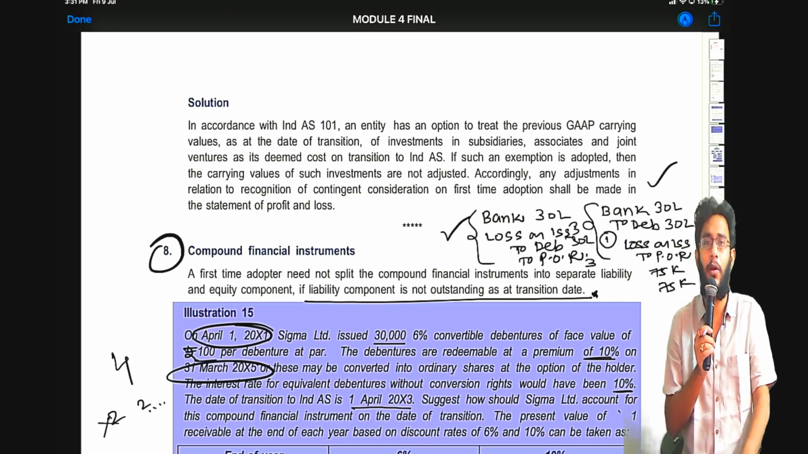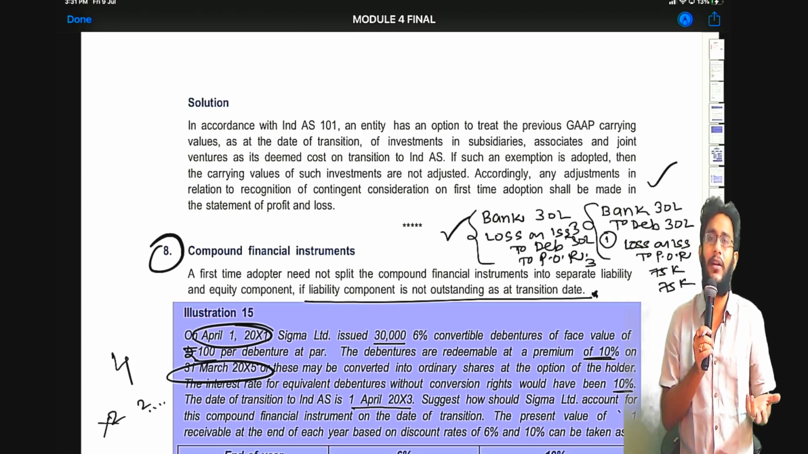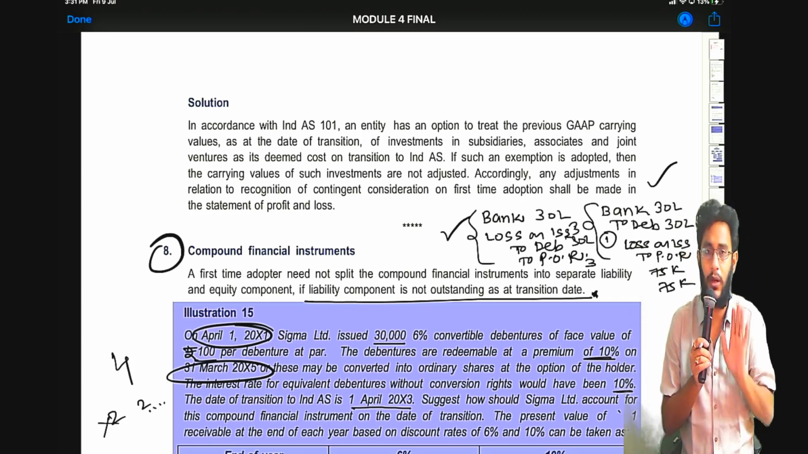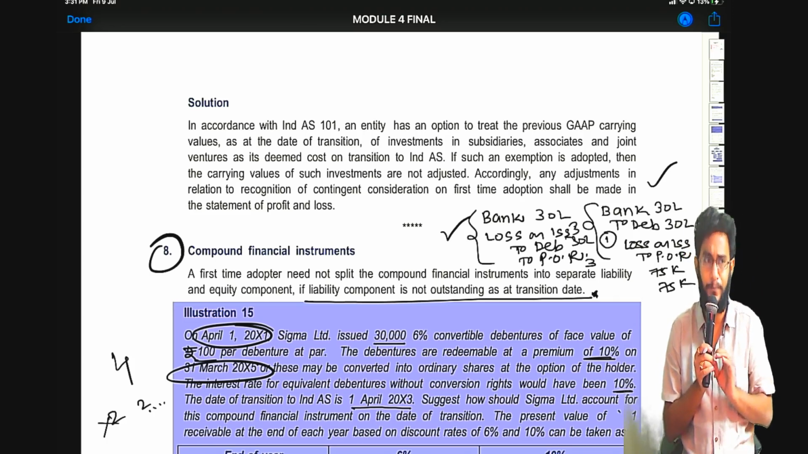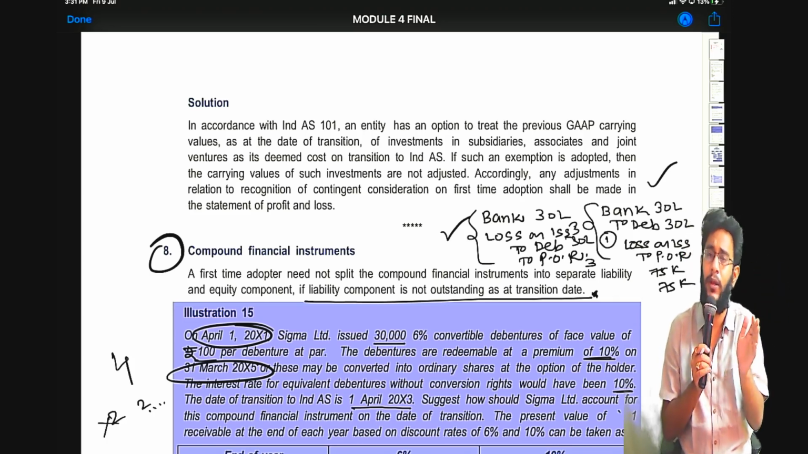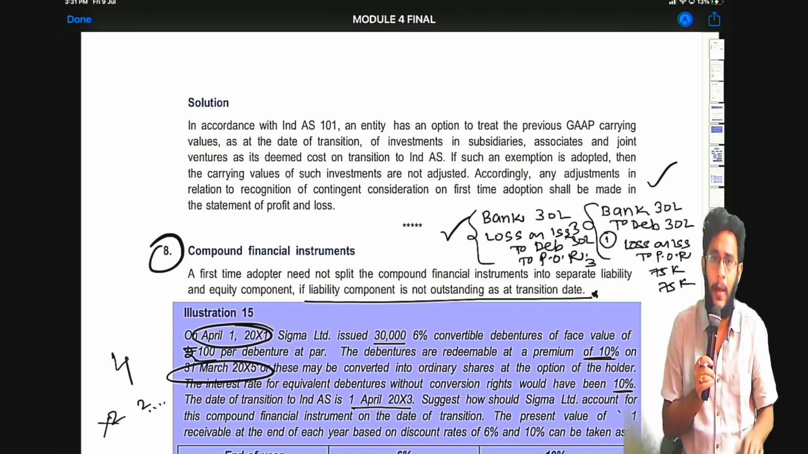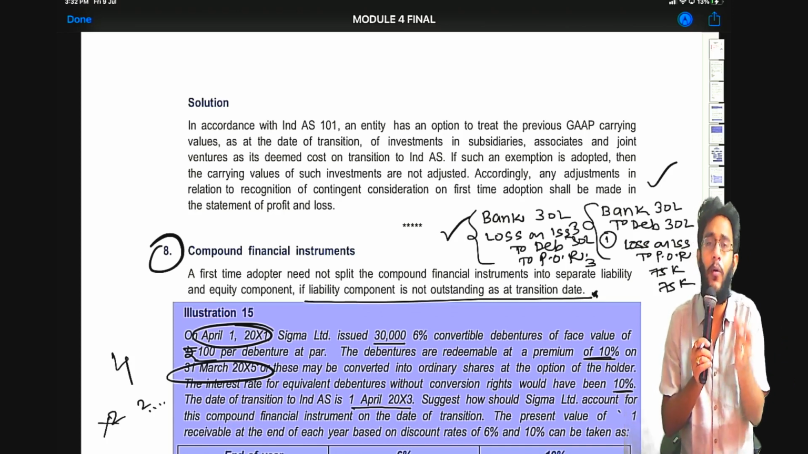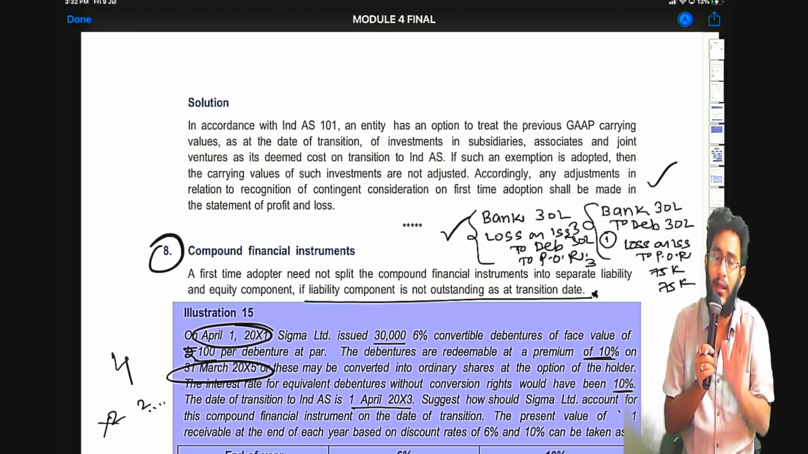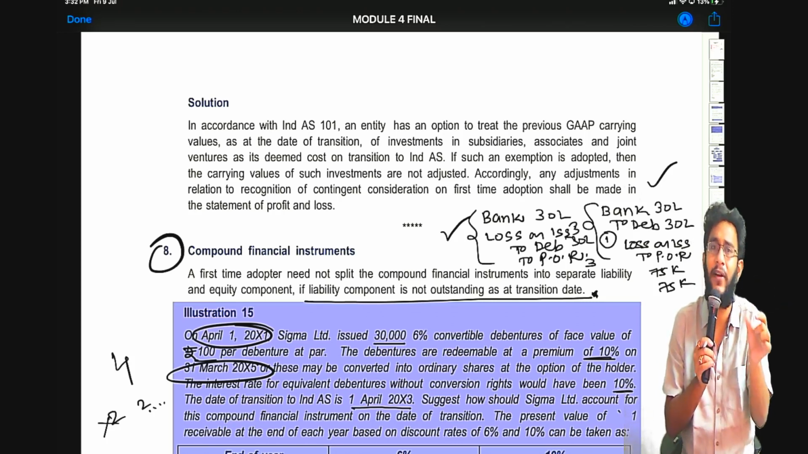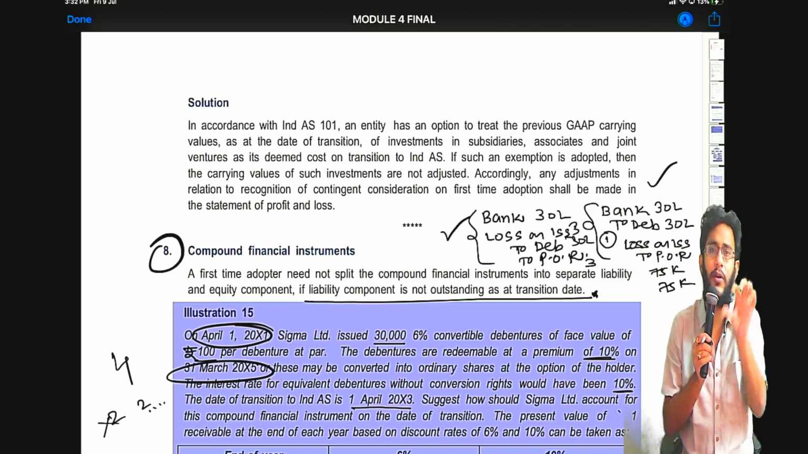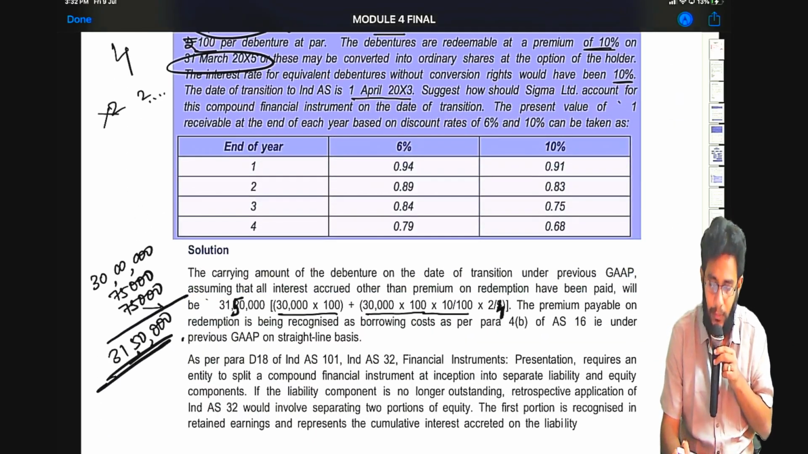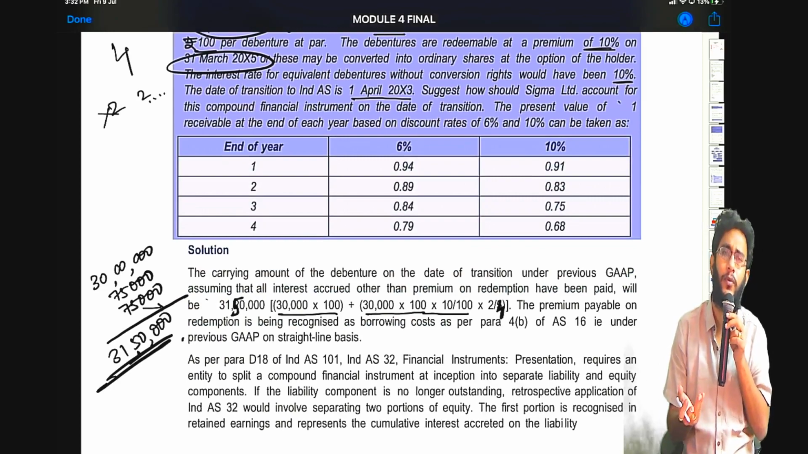So what is retrospective accounting? On the very first day, had you applied Ind AS 109 for this compound financial instrument and done the split accounting as mentioned under Ind AS 109, by today, 1/4/2003, the transition date, what balances would have been there in equity and in CFI liability? Those amounts you have to bring to your balance sheet today in place of 31,50,000. That's all you have to do.